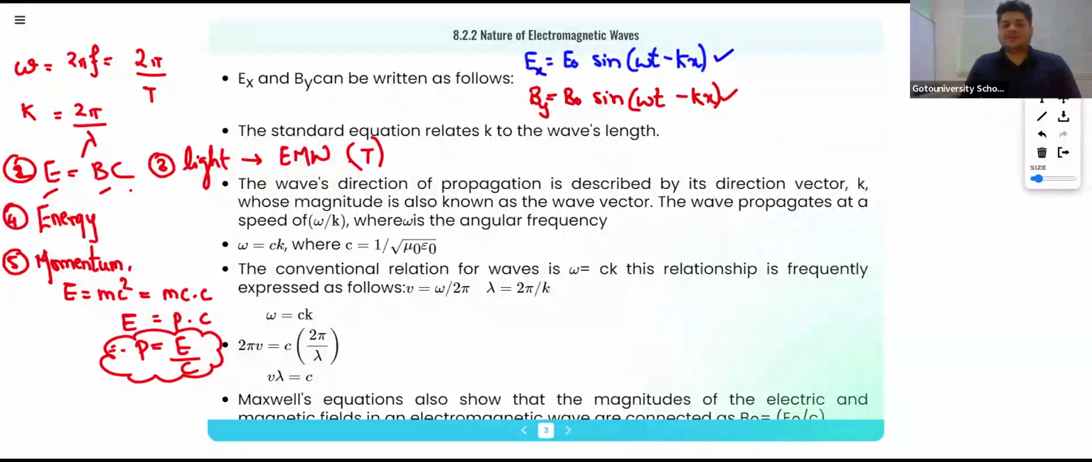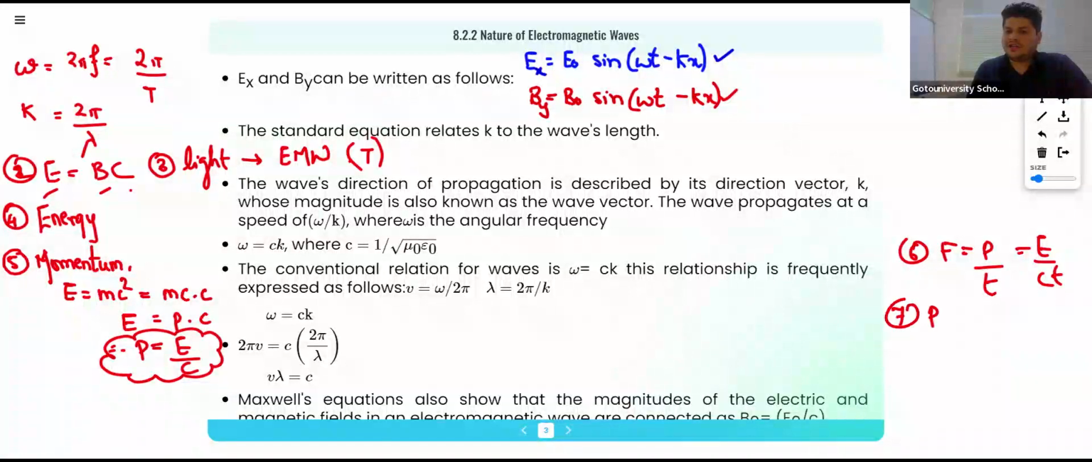Okay, then we studied about force. Force is change in momentum with respect to time. What is change in momentum? E upon c, into t. Then we studied about the pressure. What is pressure? Pressure is force upon area. What is force? Force is E upon ct, into A.